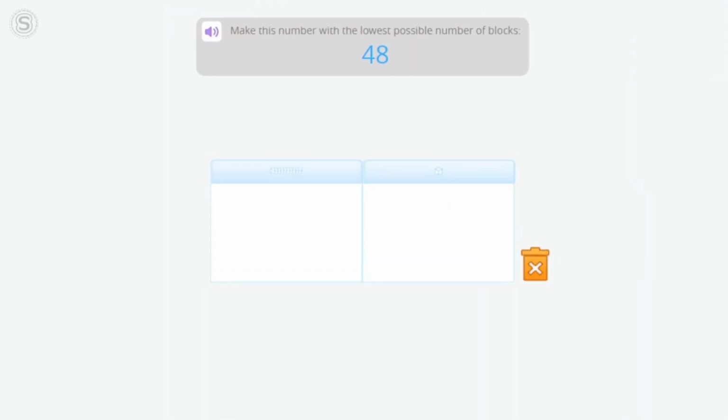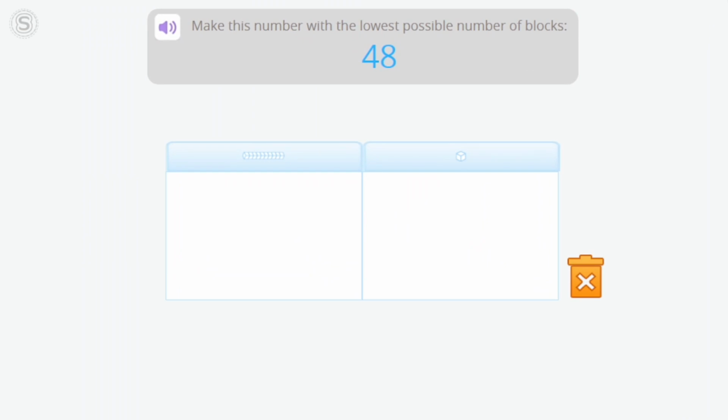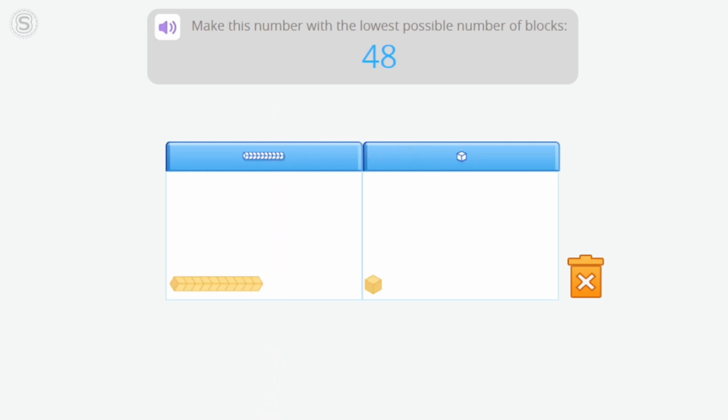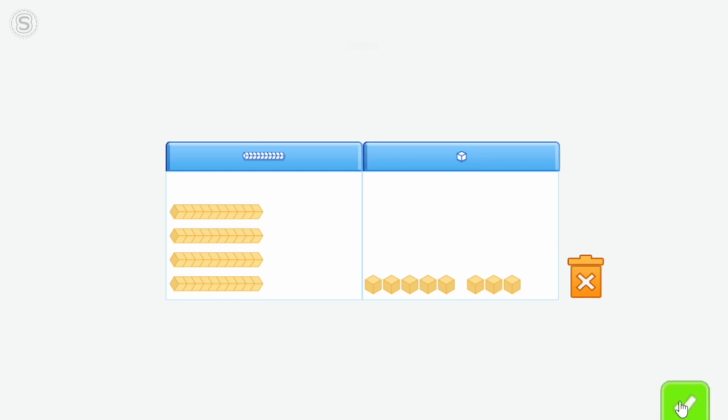Now use the lowest possible number of blocks to show the number 48. Click here to create blocks. And here if you want to delete them. Great!